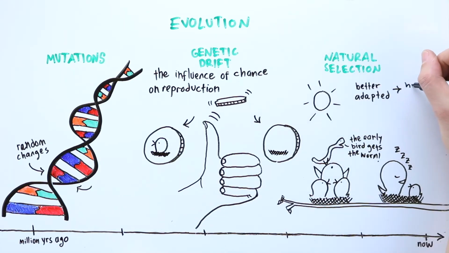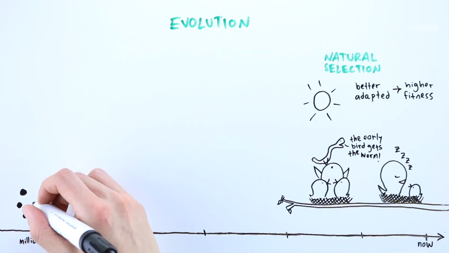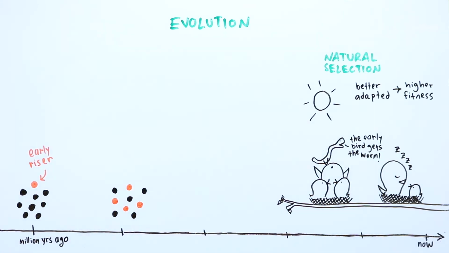The individuals that are a little bit better adapted will have an advantage and will produce more offspring. They have a higher fitness than the individuals that don't have these traits. If the adaptive traits are heritable, this will lead to a higher frequency of these traits in the population.